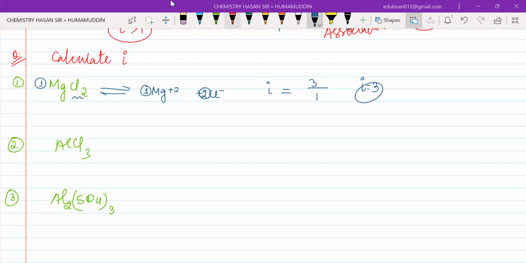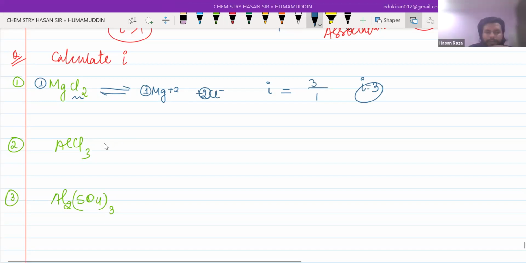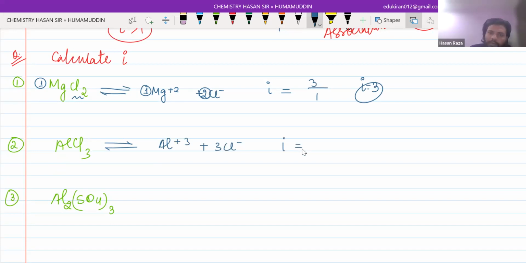Any answer for the next one, AlCl3? Four. Very good. It will go into Al3+ and Cl-. In order to balance it, you put 3 here. What is the total number of moles after dissociation? 3 plus 1, that is 4. Before dissociation, only 1 mole is there. This is the stoichiometric coefficient. So the value of i will be equal to 4. Simple.